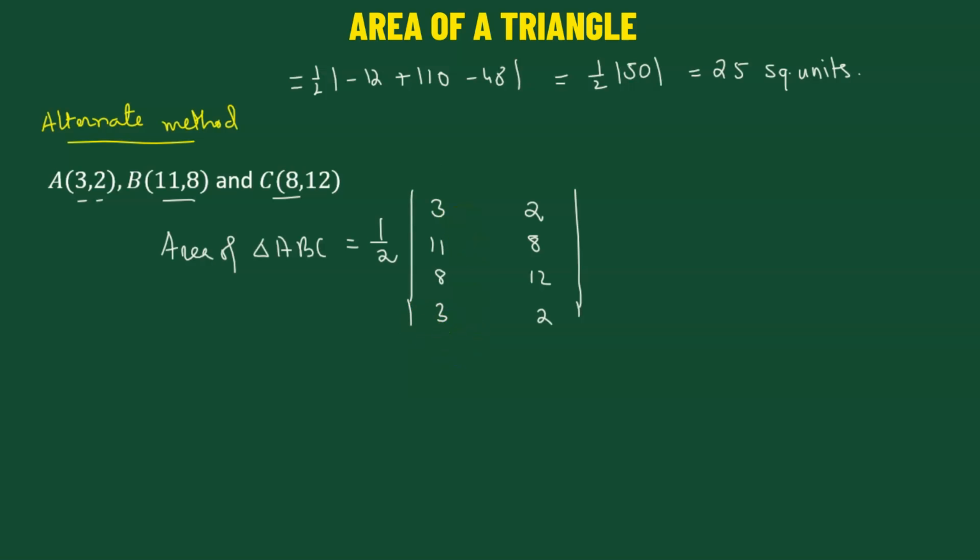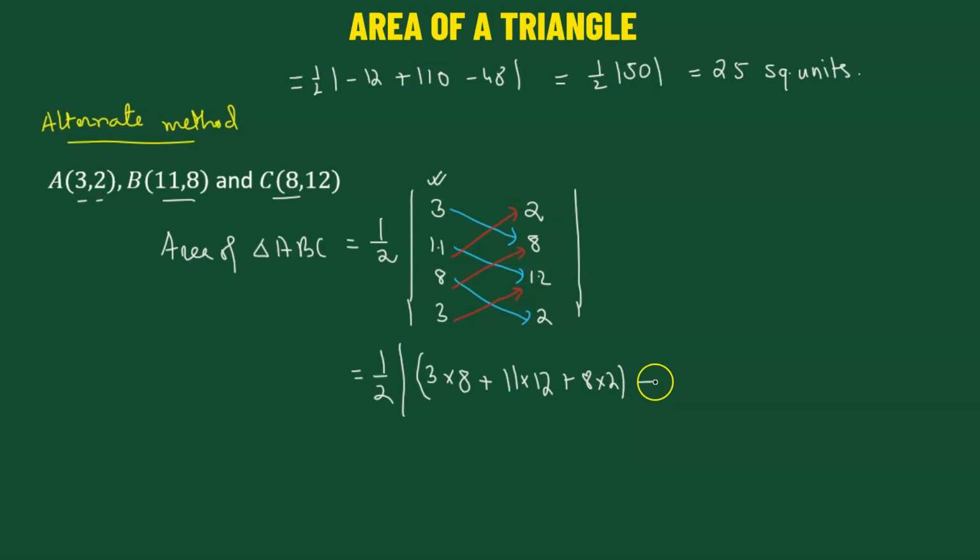Okay, now what we'll have to do is multiply 3 with 8, 11 with 12 and 8 with 2. And then we're going to multiply 11 with 2, 8 with 8 and 3 with 12. Now there's a particular way of doing the multiplication. So we have half, we have the absolute value. We take the multiplication of 3 and 8, so 3 times 8. We start from this particular position. Then we add this to 11 times 12, added to 8 times 2.